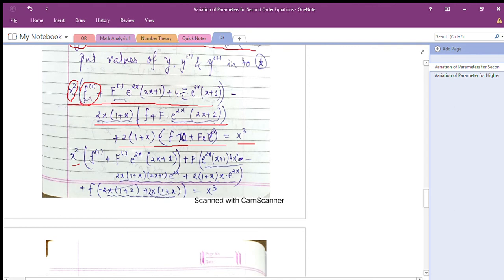Okay, the second value will be F1 e raised to 2x plus 1.